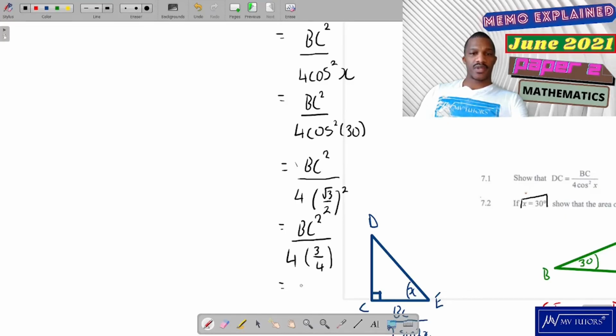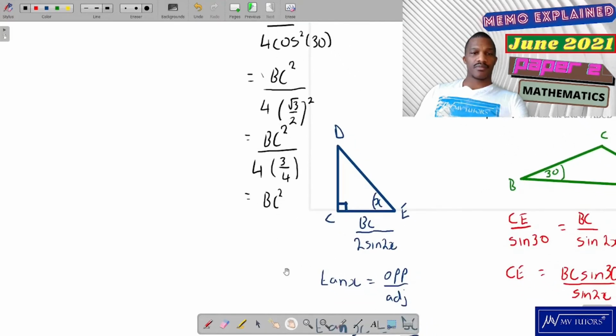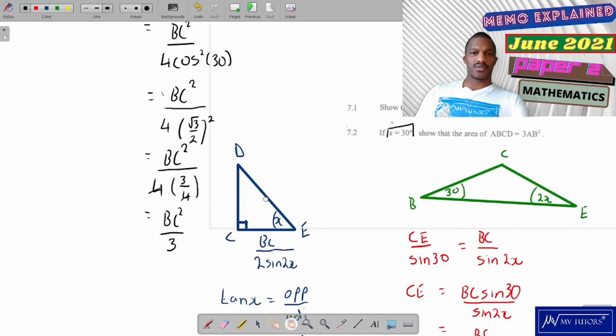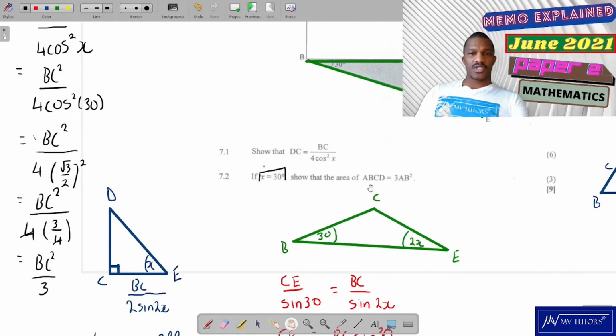So finally we'll have BC squared divided by, these 4's will cancel each other, so it's divided by 3. Okay, let's see if it's equal to what we were given in the question. Oh, it's right here. The question said the answer must be 3AB squared. We are not getting anything with AB squared. Okay, it's very different. So what do you do if something like this happens?